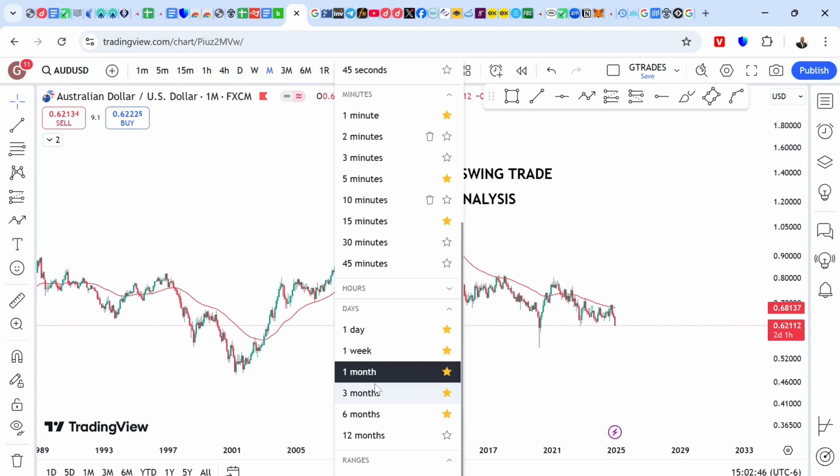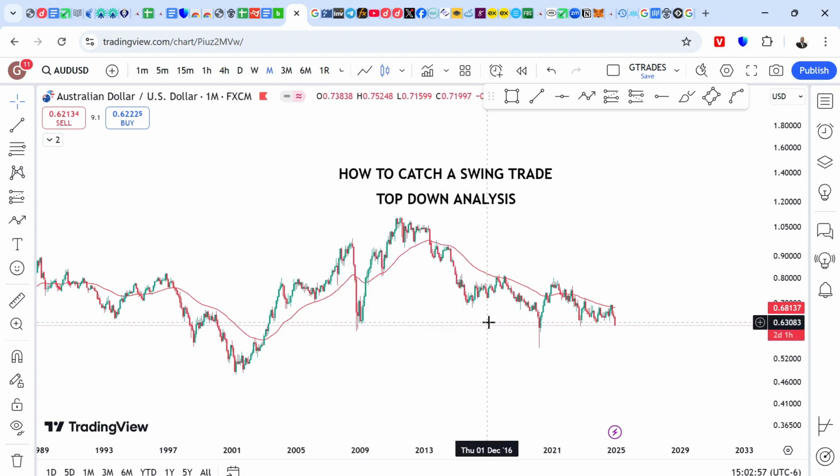For you to be able to see the direction of the market, what is the market doing at the higher level, so that you have a predetermined bias as to what position you should be looking at to take, whether buy or sell.